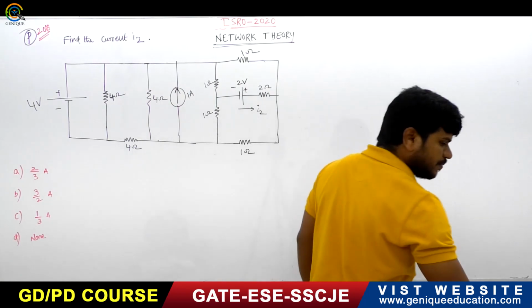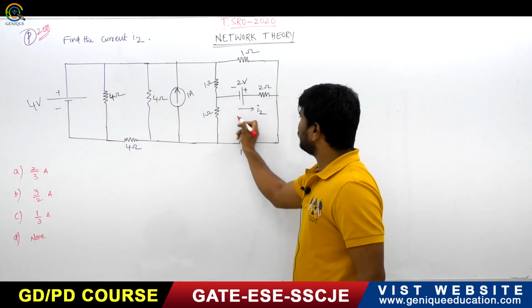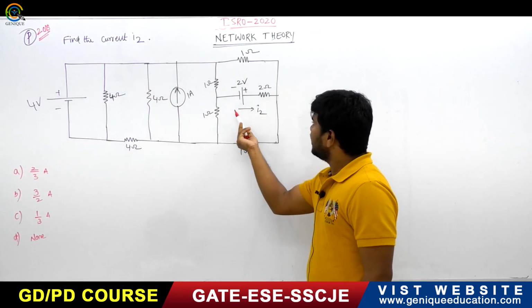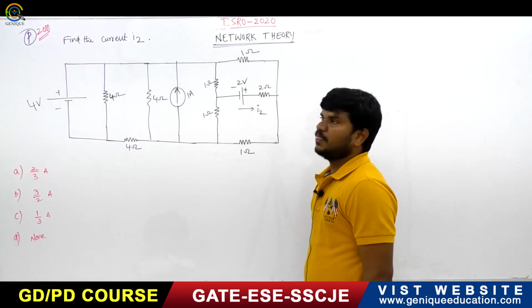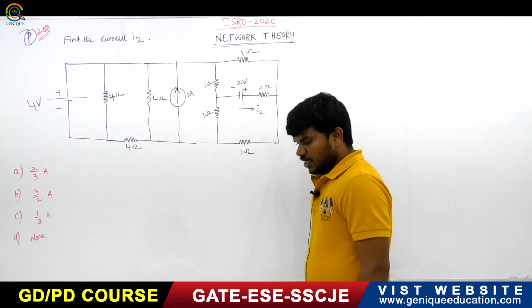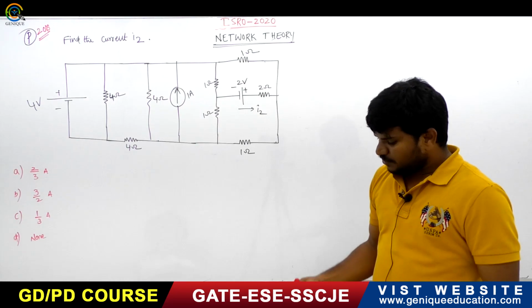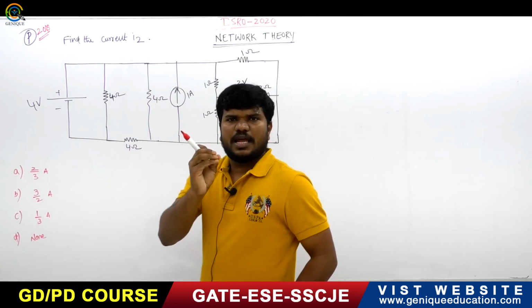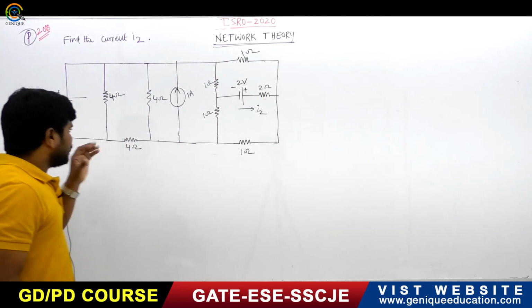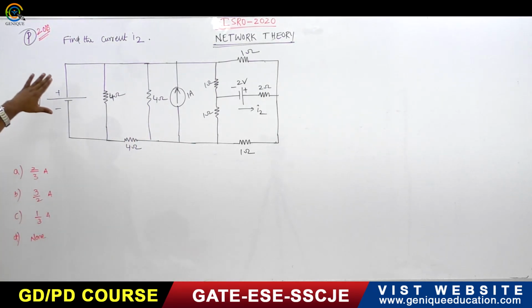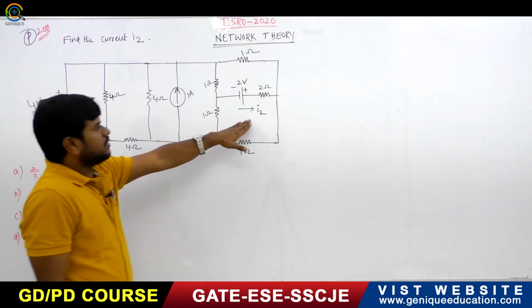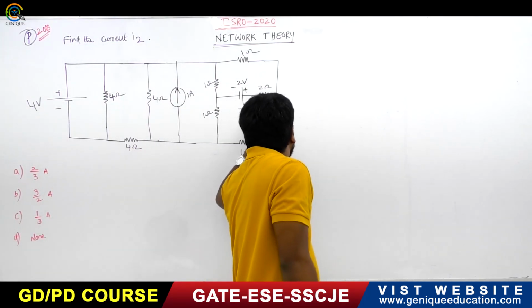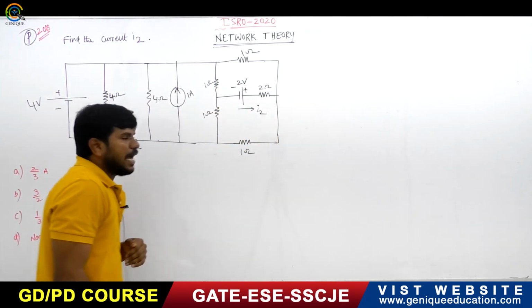Where is I2? The I2 is present here. So we have to find the current in this branch. Observe this question, this is a very good conceptual question. How can you solve this? How can you find this current I2?